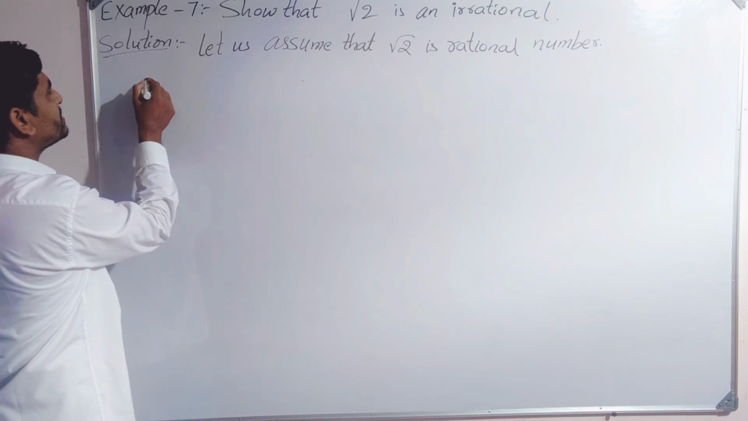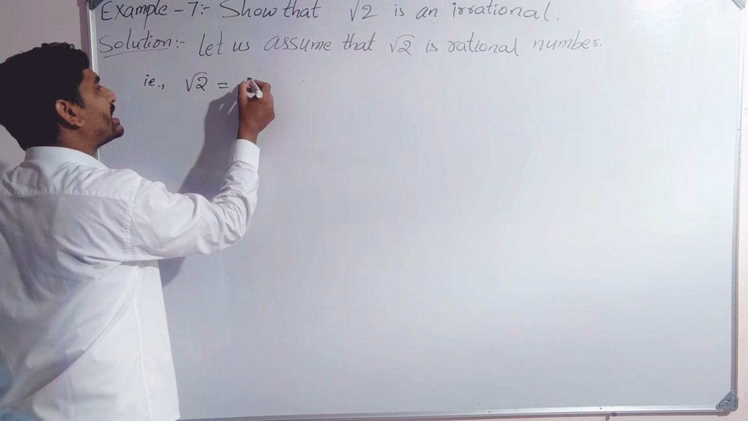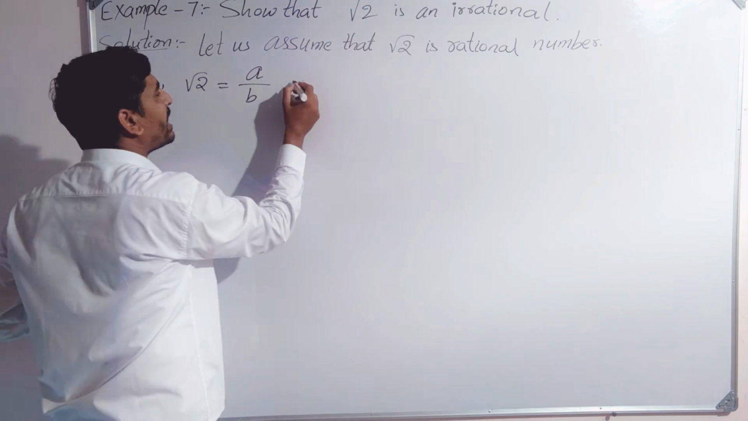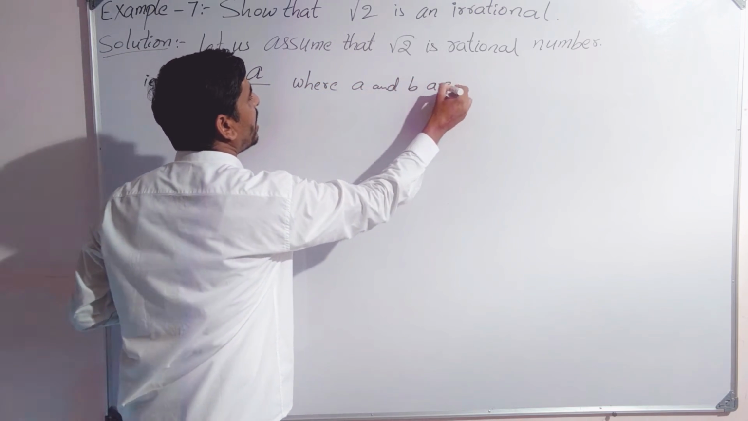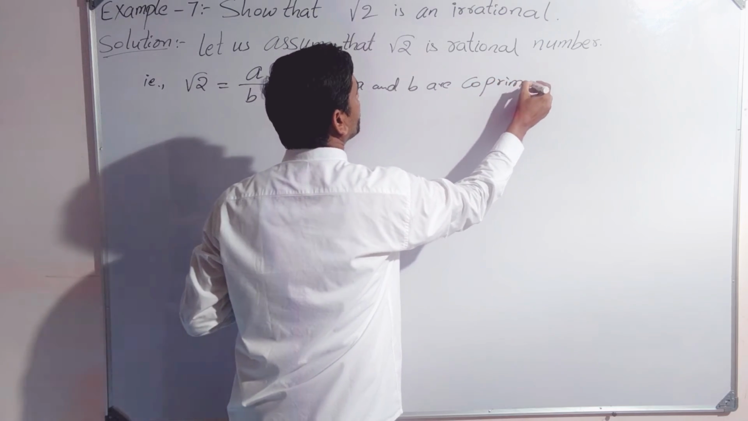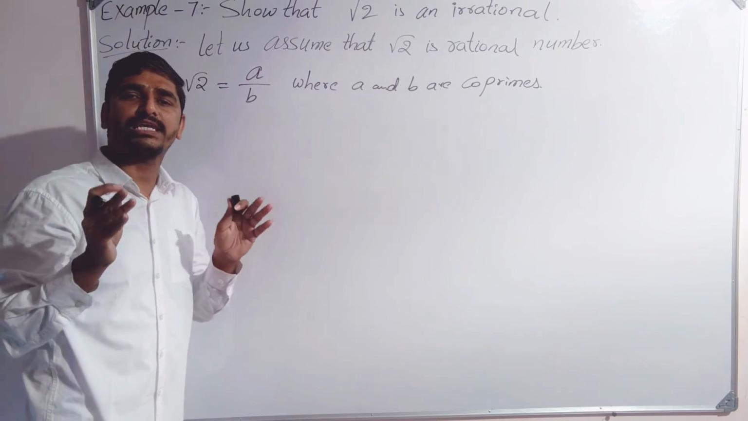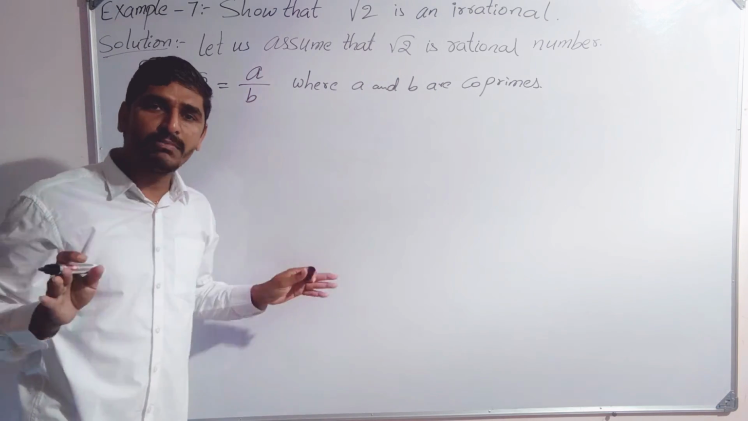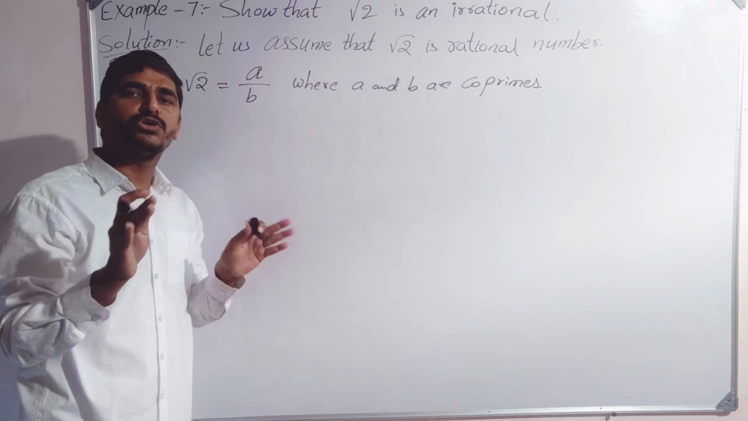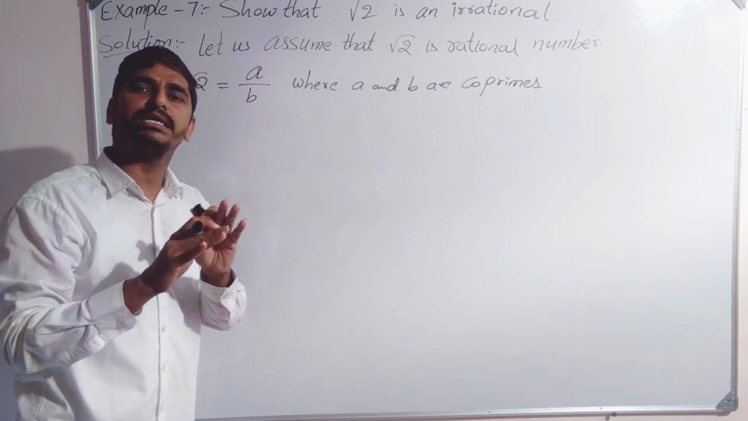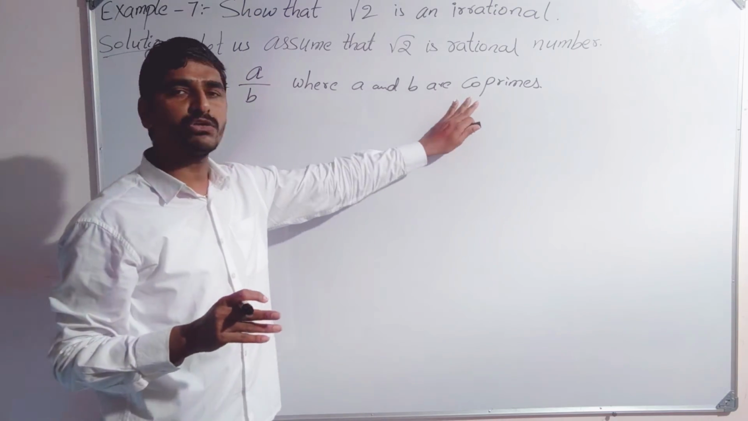Now here, root 2 can be written in the form of p by q. So we are taking a by b, where a and b are co-primes. Co-primes means there is no common factor except 1. Except 1, there are no common factors for a and b. There is no 2 table, there is no 3 table; both do not come in any table except 1. So those are called co-primes.